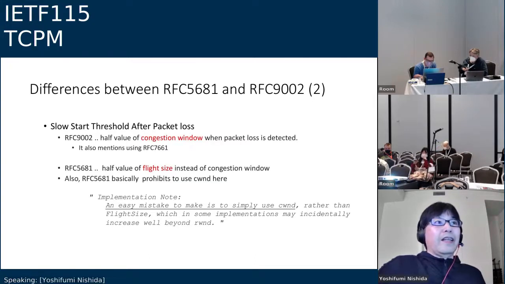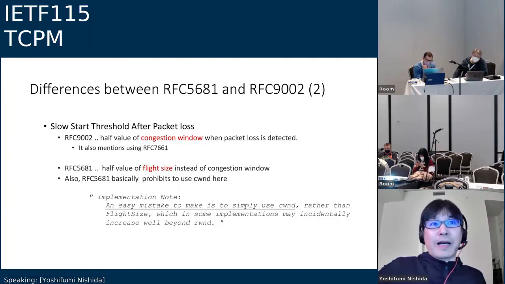Okay, and then also the slow start threshold after packet loss is different. In 9002, the slow start threshold after packet loss is half the value of the congestion window when packet loss is detected. But on the other hand, 5681 says it is half the value of flight size instead of the congestion window.